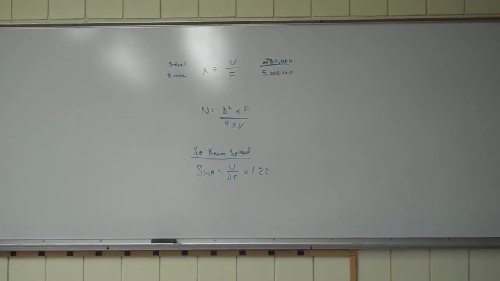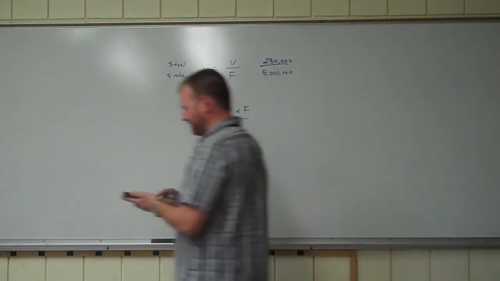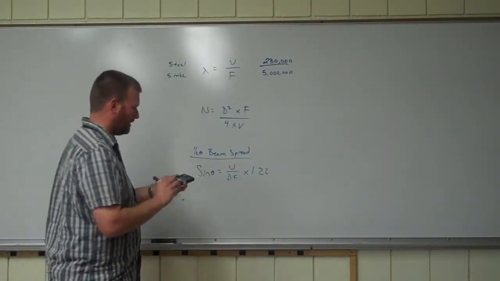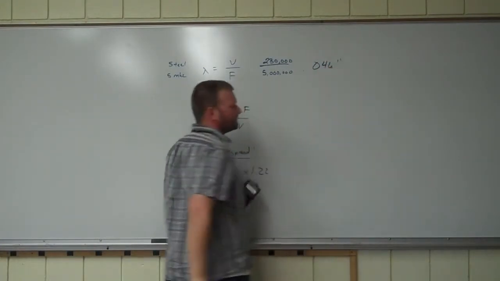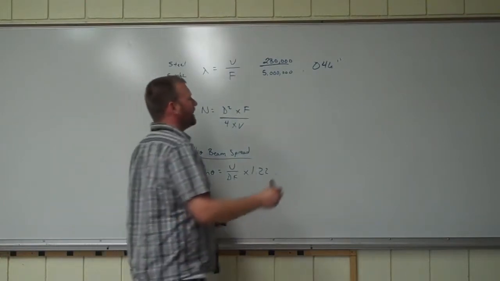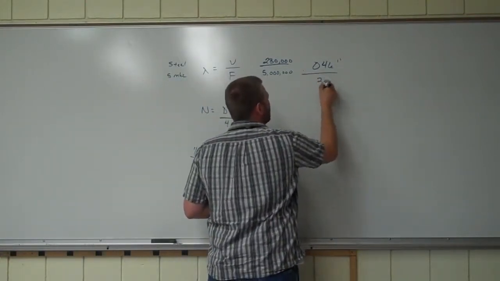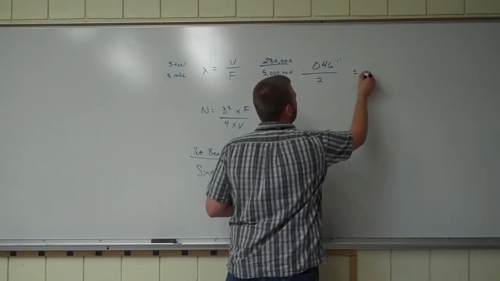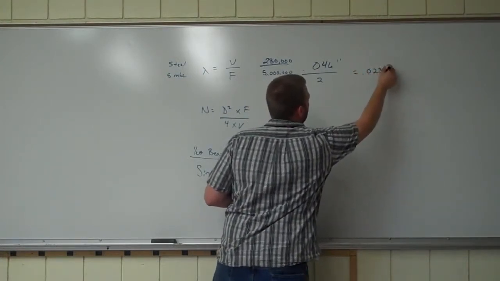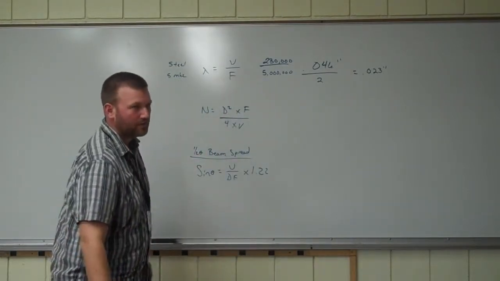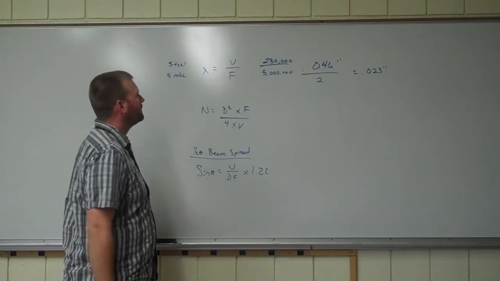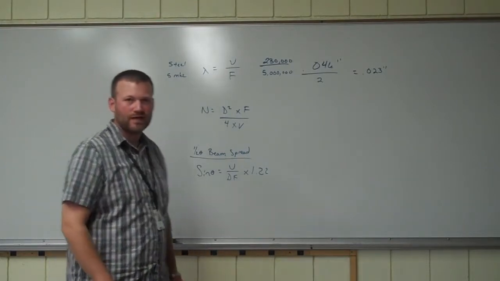So we've got our information there. 230,000 divided by 5 million equals 0.046 inches. And from what you've read already, you can tell that if you're looking for a defect, that defect needs to be at least half the wavelength. So that's going to be 0.023, or 23 thousandths, meaning in order to see that defect for that setup, it has to be at least 23 thousandths of an inch wide to pick it up.